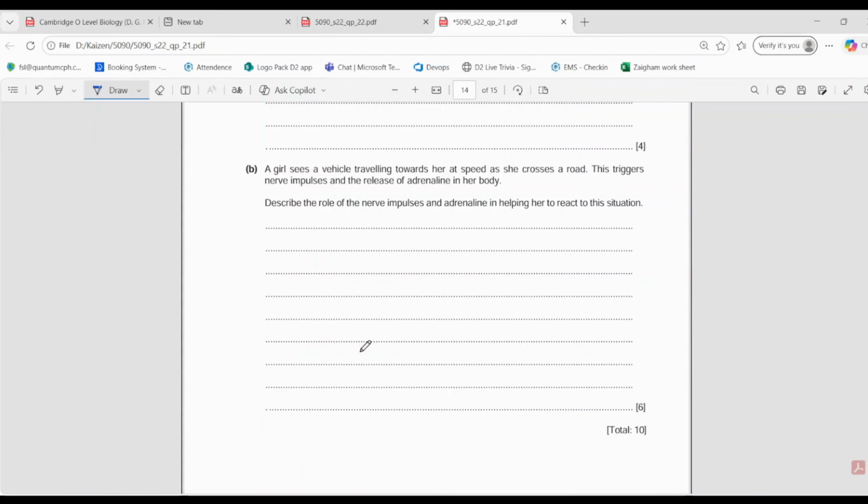Okay. A girl sees a vehicle traveling towards her at high speed. This triggers nerve impulses and the release of adrenaline. Okay. Describe the role of nerve impulses and adrenaline. Now, how does your nerve impulse first respond? Eye receptors.